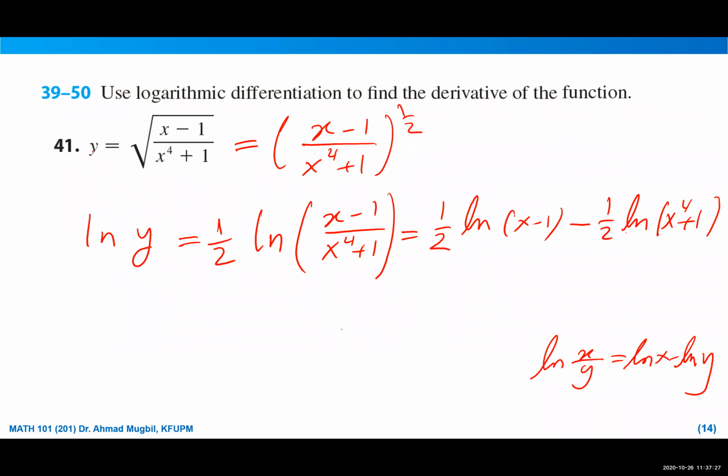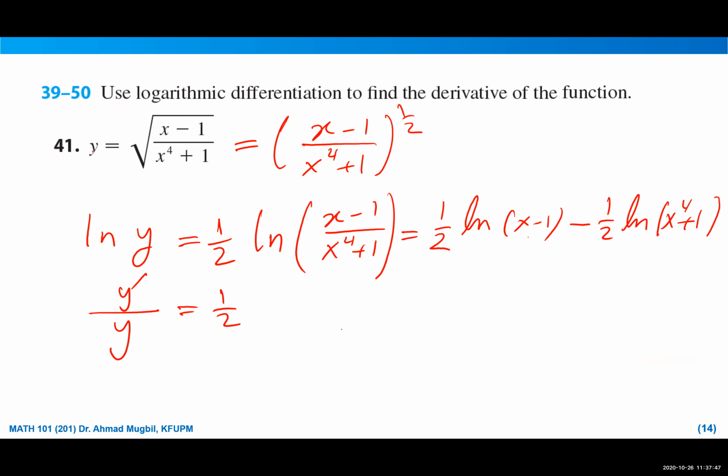Because a half is multiplied by all of them. It was here, but I have distributed. Now we are ready, ya shabab. This is ln y equals to this. Now apply the implicit differentiation. What is the derivative of ln y? The derivative of ln y is y prime equals to this. The derivative is a half ln x plus 1.